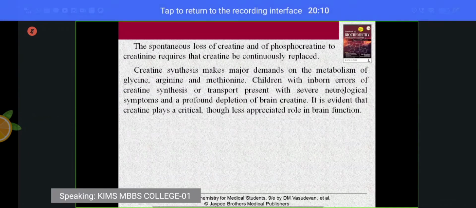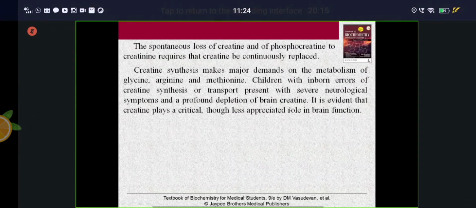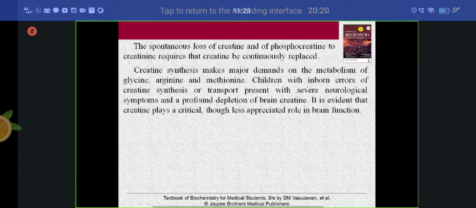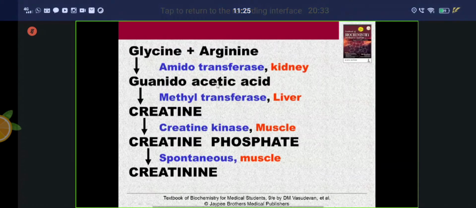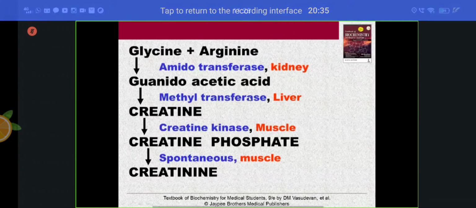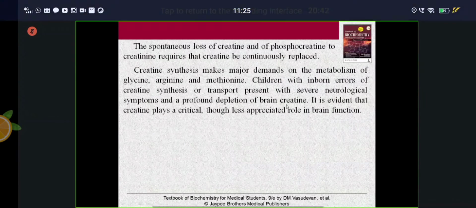Children with inborn errors of creatine synthesis or transport present with neurological symptoms and depletion of brain creatine. Any child who has an inborn error means the child is born with that error, that is, they have an enzyme deficiency somewhere, in amidotransferase or methyltransferase, because of which they are not able to synthesize creatine. Then what happens? They present with neurological symptoms. So it's a very important molecule.